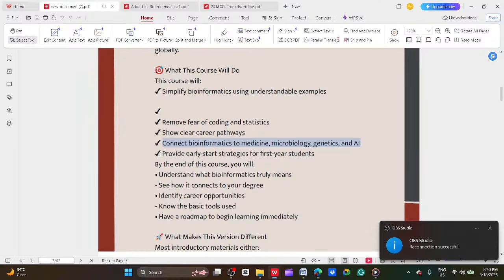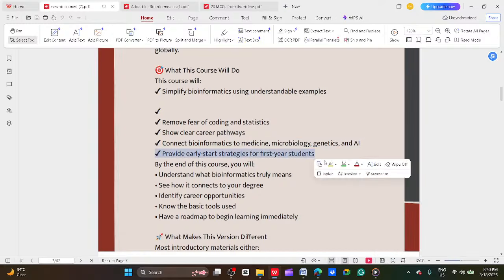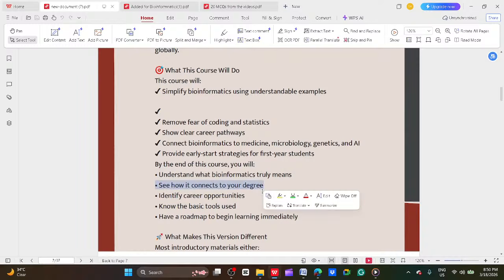Then this course material is going to provide you with early start strategies for first year students, so that by the end of this course you should be able to understand what bioinformatics truly means. You should be able to see how bioinformatics connects to your degree. How can you make use of bioinformatics in your area, whether you are an environmental biologist, a microbiologist, whatever biological sciences you are.